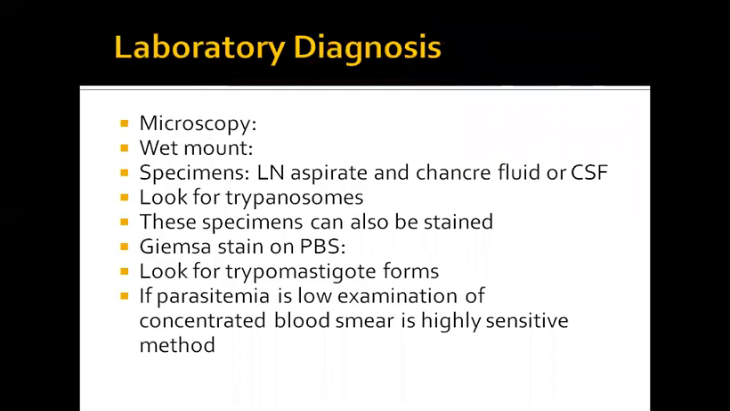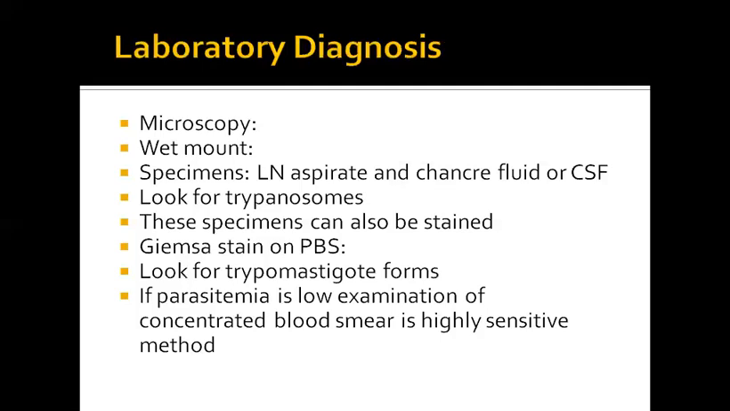Coming to the laboratory diagnosis of Trypanosoma brucei, we can have microscopy done. We can have wet mounts of different specimens like the lymph node aspirates, chancre fluid, or the CSF. We look for trypanosomes in the wet mounts. These specimens, the lymph node aspirates, fluid from the chancre, or CSF, can also be fixed and stained by the Romanowsky stains. Then we can also have Giemsa stain performed on the peripheral blood smears.